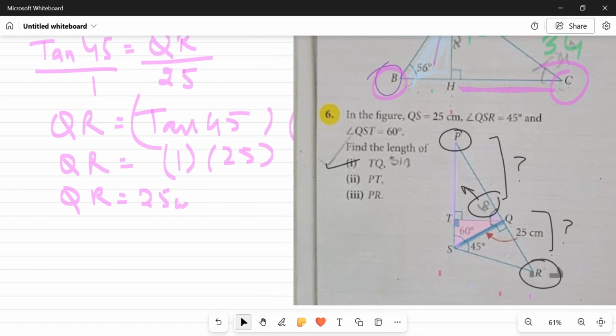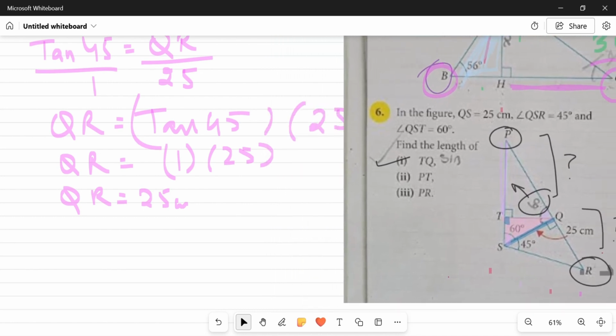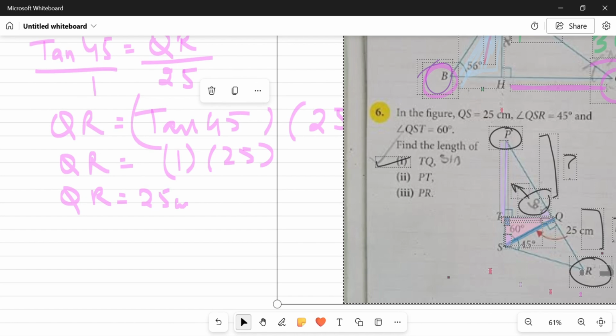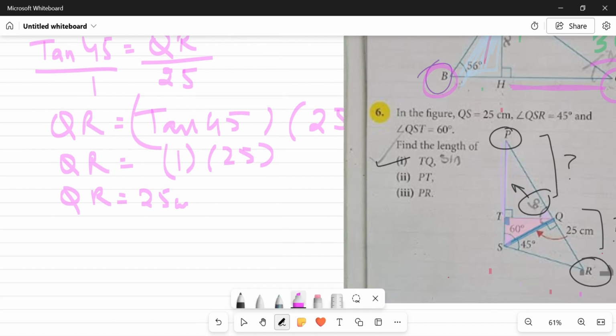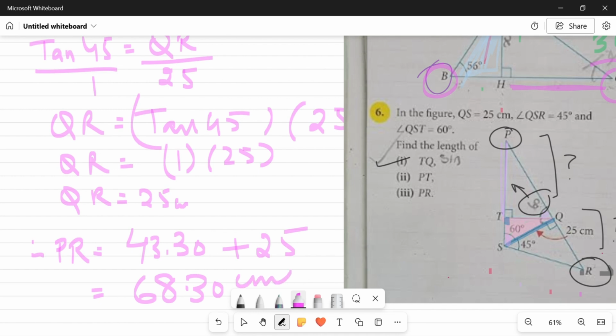So we have found two values. The first value was 43.30. Now we need to find PR, which is both of these sides, PQ and QR. The first side we found was 43.30, plus 25. So we get 68.30, or 68.3 centimeters. I hope, students, that you understood this answer.